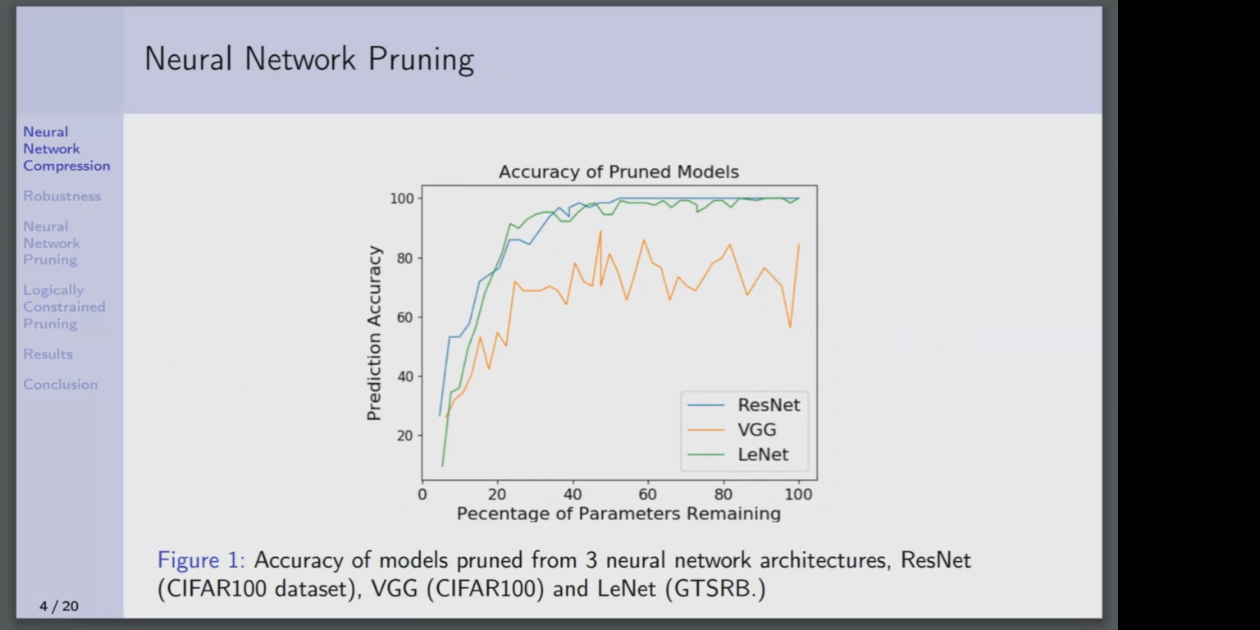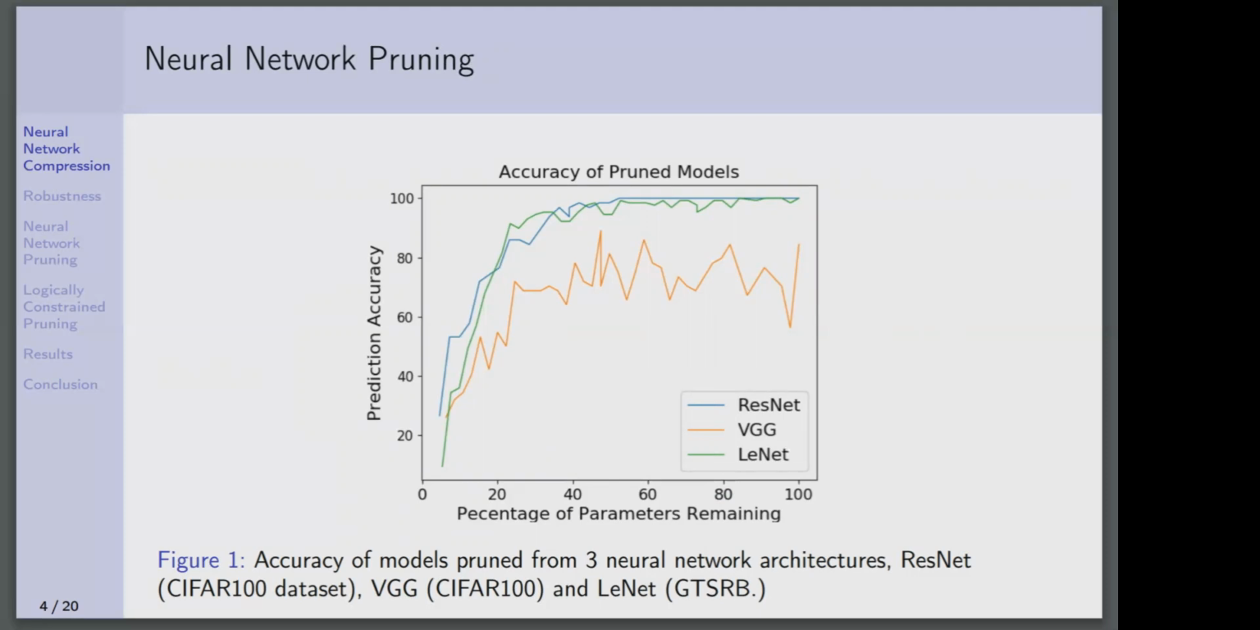Pruning methods are able to greatly reduce the number of parameters in a network without having much of an impact on their accuracy. So I've got three example models that we'll be looking at today. One of them is ResNet, trained on CIFAR 100, which is just a data set with 100 different classes of images. And then VGG, again, trained on the same data set. And then we've got a much simpler model, LeNet, which is trained on the German road sign dataset.